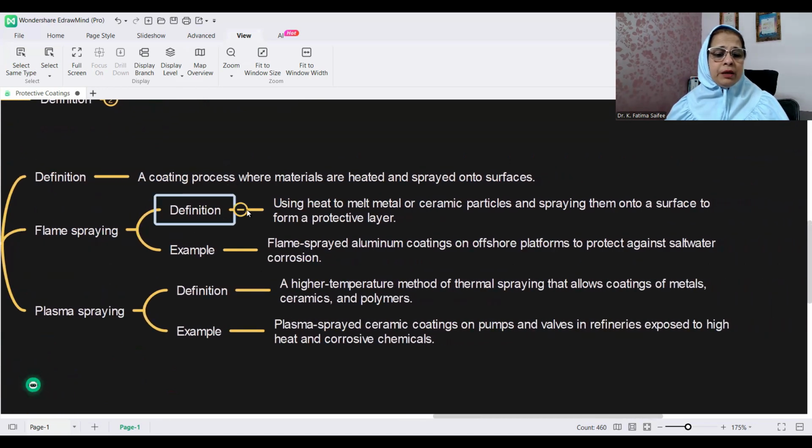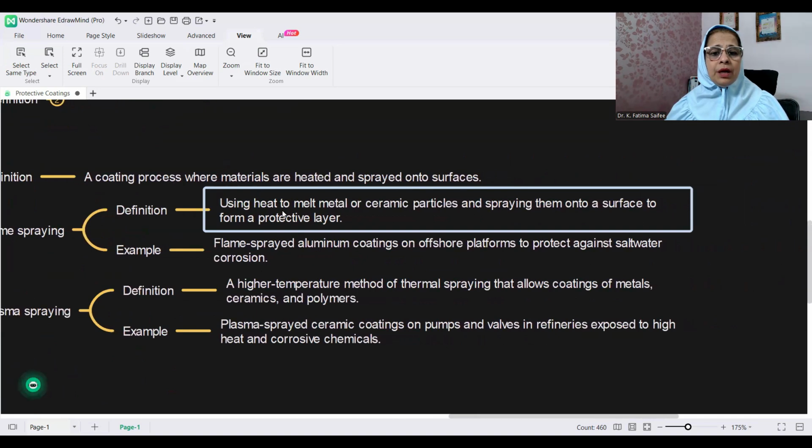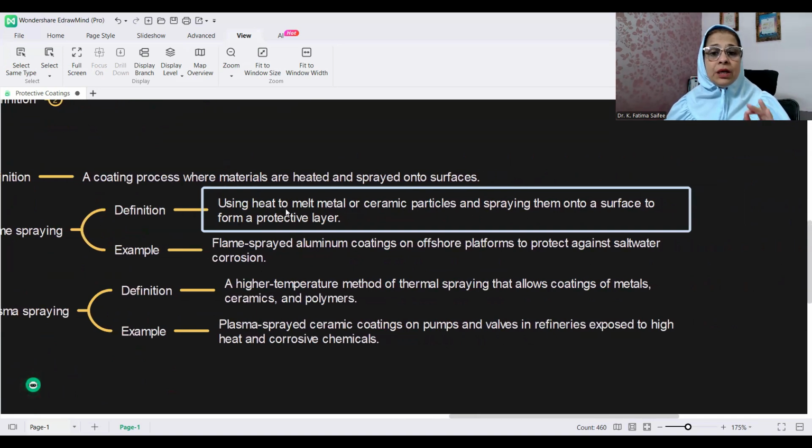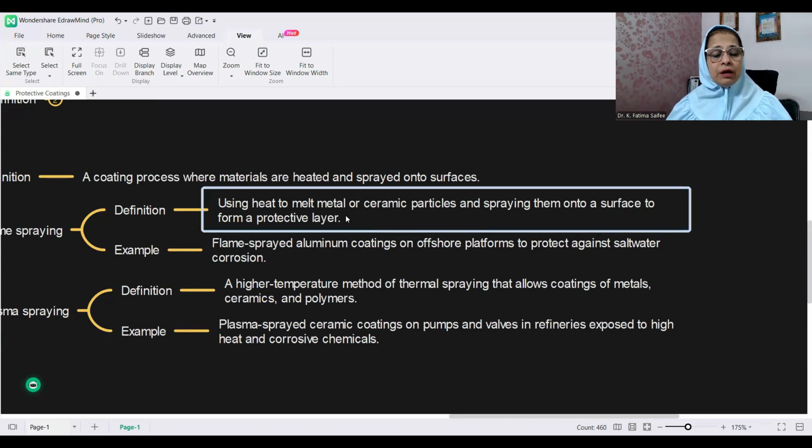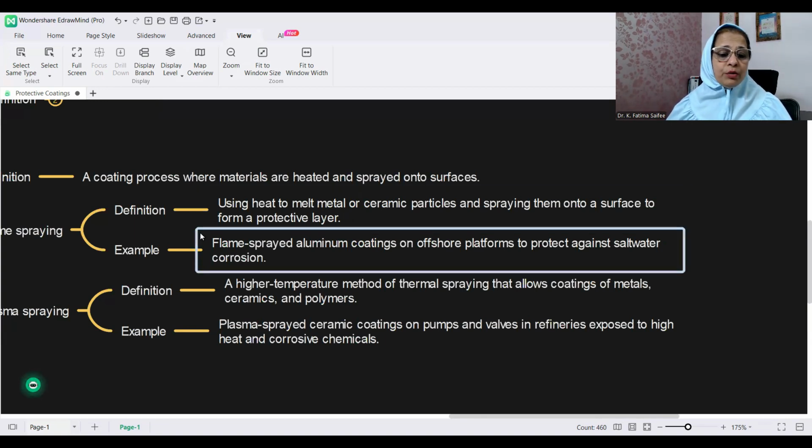In flame spraying, the definition is using heat to melt metal or ceramic particles and spraying them onto a surface to form a protective layer. It means we are giving heat to melt that metal. After that, we are spraying it on. This is how we are doing flame spraying. Example: flame sprayed aluminum coating on offshore platforms to protect against salt water corrosion.